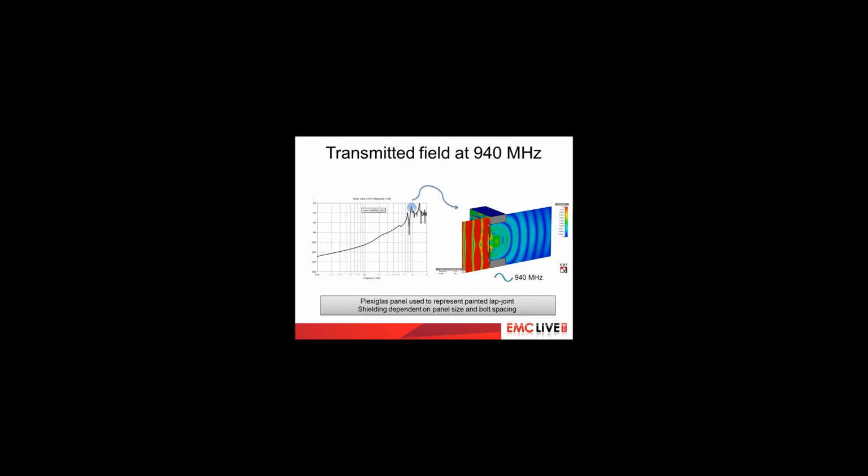For the plexiglass case, it's interesting to plot the field distribution in order to observe the leakage of the interface. What we're showing here is an animation of the phase of the electric field at 940 megahertz, which is the second resonance frequency. This shows the propagating field, and you can clearly see strong transmission through the panel. In fact, the interface looks like an antenna producing a radiated field behind the panel.